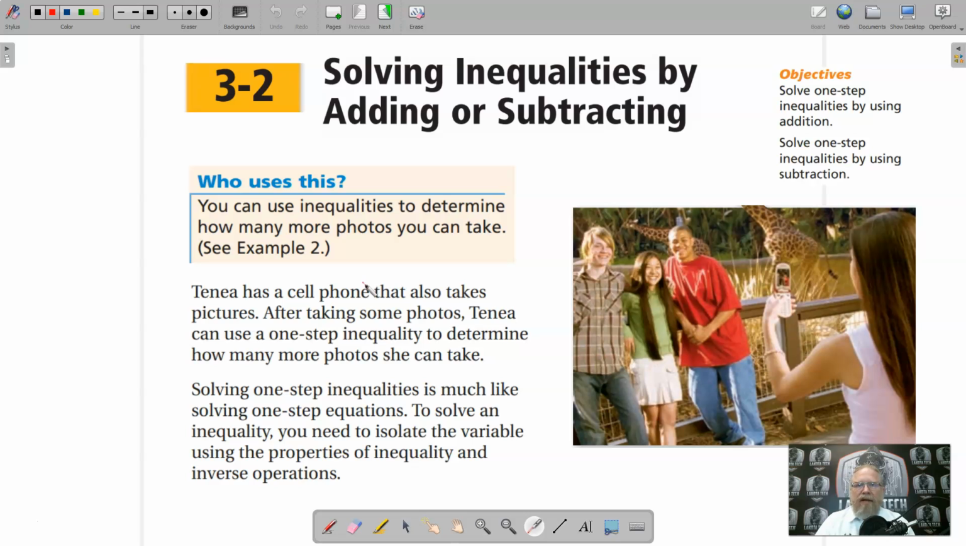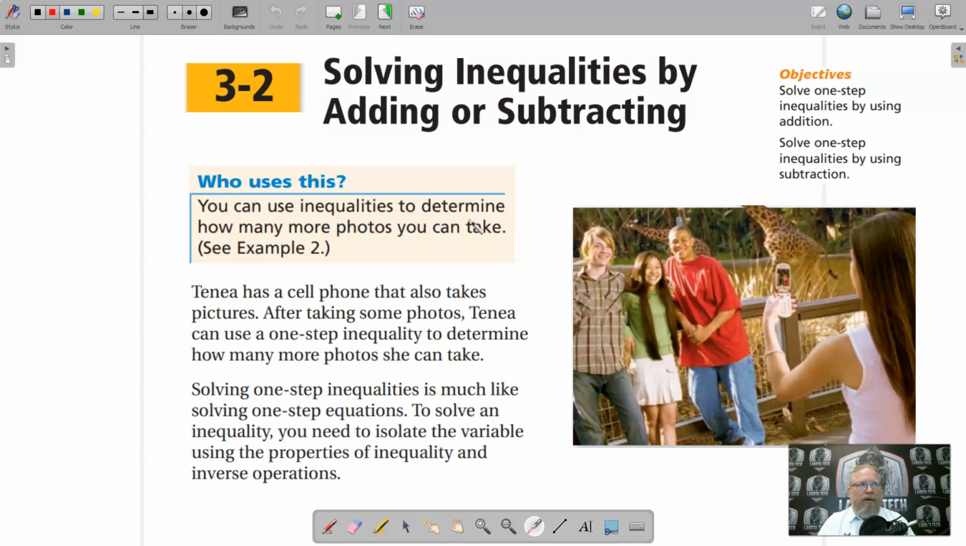Hello, this video is for Algebra 1, Chapter 3, Lesson 2. The lesson is titled Solving Inequalities by Adding or Subtracting. The objectives for this lesson are to solve one-step inequalities by using addition and also to solve one-step inequalities by using subtraction. So who uses this?